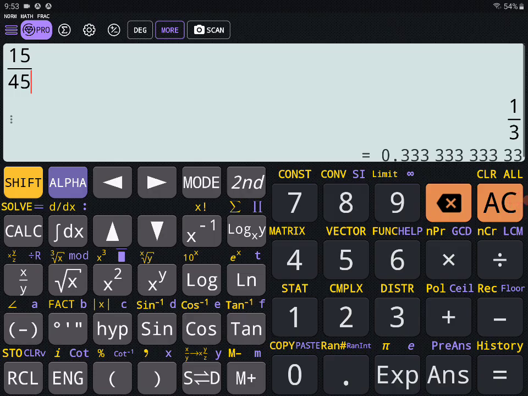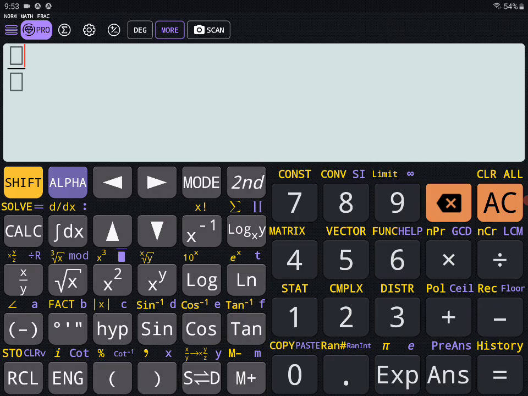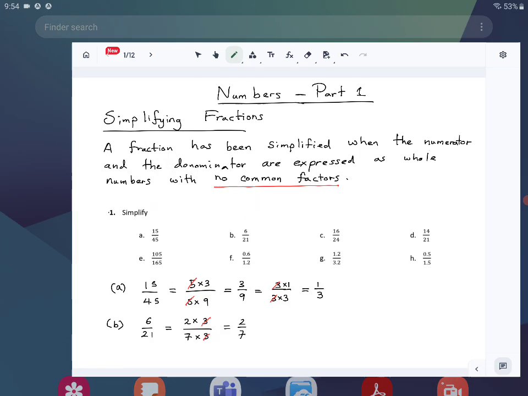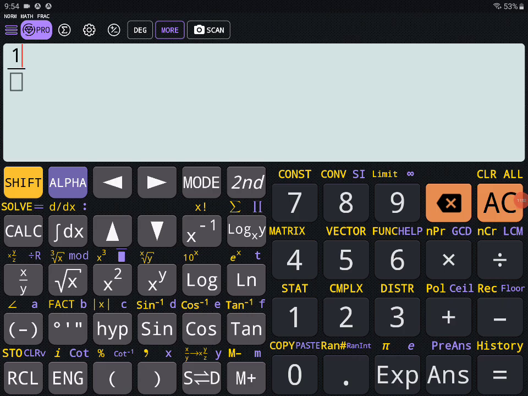Then what was the second question, which was 6 over 21? 6 over 21. Again, same process. 6 here, 21 here, 2 over 7, right? So you can use what? Your fraction button. Your calculator will have this button. Use that and write the fraction. 16 over 24 is part C. So 16 over 24. 2 over 3, right?